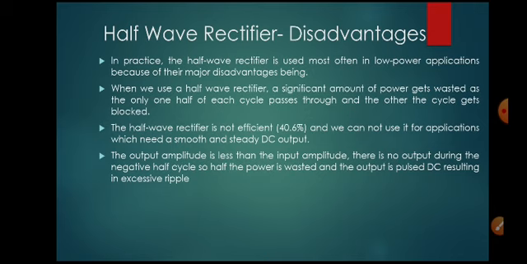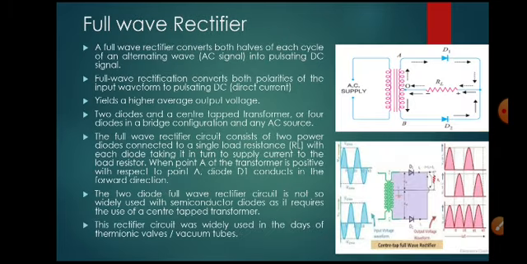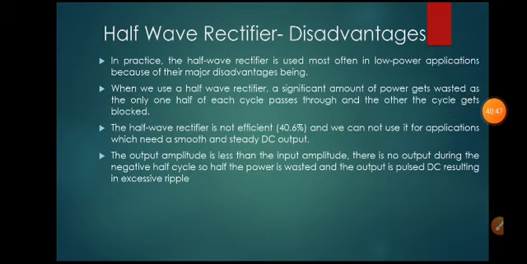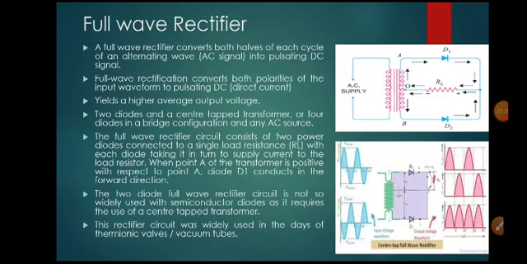So here no steady and smooth output of DC current is available with the half wave rectifier. The output amplitude is also less than the input amplitude. There is no output during the negative half cycle, so half the power is wasted and the output is pulsed DC, resulting in excessive ripples. To overcome all these problems, we are using the full wave rectifier.